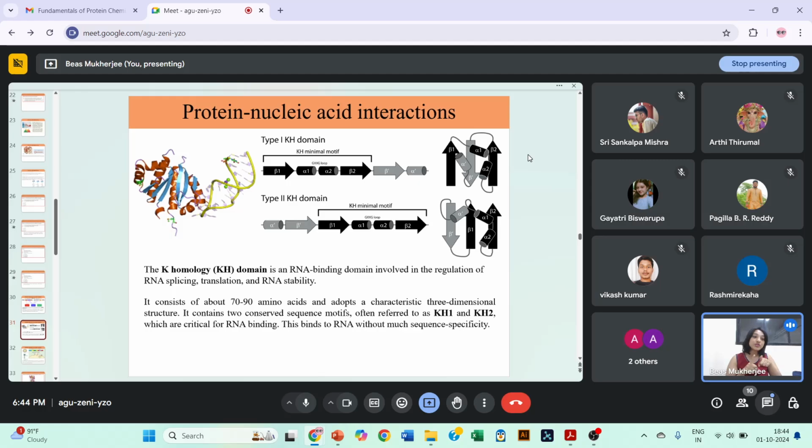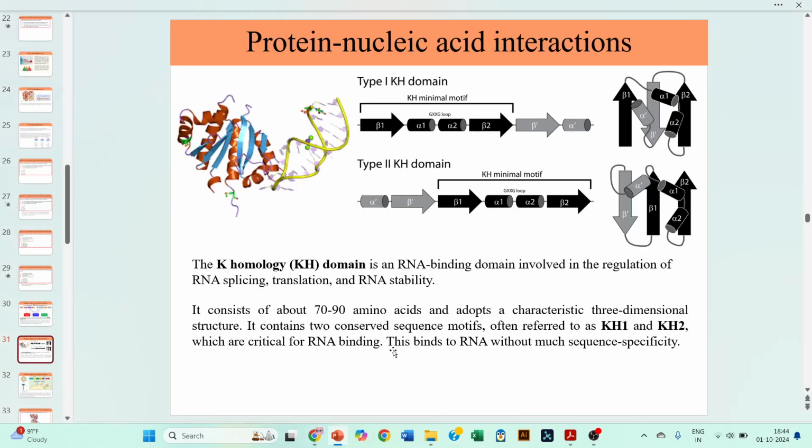But when it comes to DNA binding proteins, they are mostly always sequence specific. That means they are going to bind to DNA of a specific sequence only, generally. But RNA binding domains are not very sequence specific and they can bind to RNA of any sequence. That is very common in RNA binding proteins. So these proteins bind to RNA without much sequence specificity.